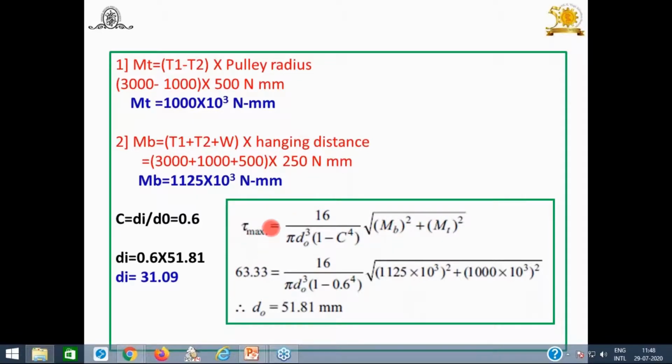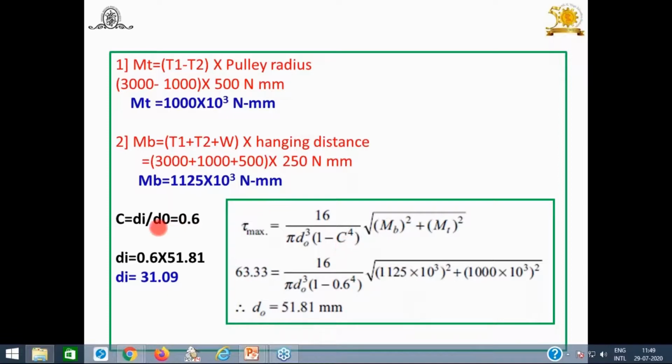Then what is tau max? Tau max is the permissible shear stress for the shaft. Sorry, it's a shear stress, not torsional. It's a permissible shear stress. How to find it out? SYT is given, FOS is given. So 0.5 SYT upon FOS. So you will get 63.33 Newton per mm square. The tau max permissible is equal to 0.5 SYT upon FOS. So you can substitute this value, you will get 63.33. And solving, you will get d_o here.